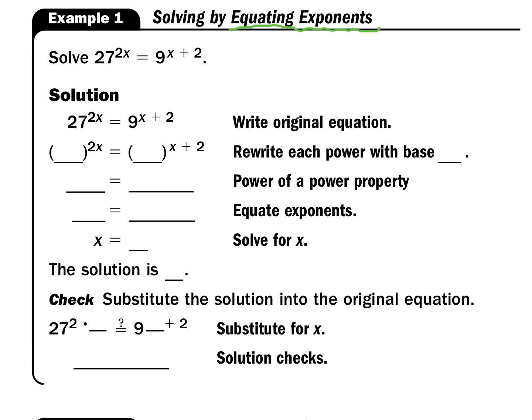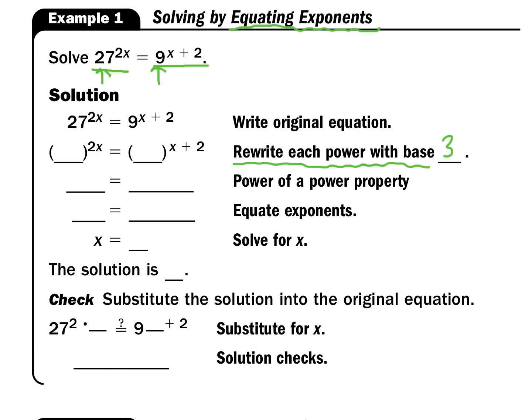Right now we have 27 raised to the 2x power, and we have 9 raised to the x plus 2. So my base over here is 27, my base over here is 9. Now, if I think about that for a minute, I can tell that they are both powers of 3. So I'm going to rewrite each power with a base of 3.